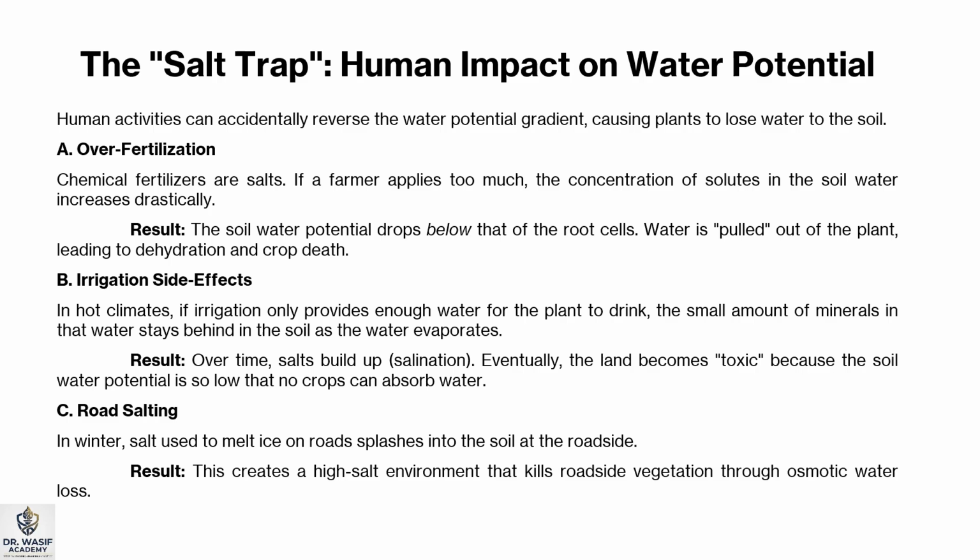So what will be the result? The roadside vegetation loses water through osmotic water loss, which is why you often see brown dead grass along highways in the spring. In all three cases, the physics is the same. Humans accidentally made the soil more attractive to water than the plant itself. It is a powerful reminder that in biology, balance is everything.